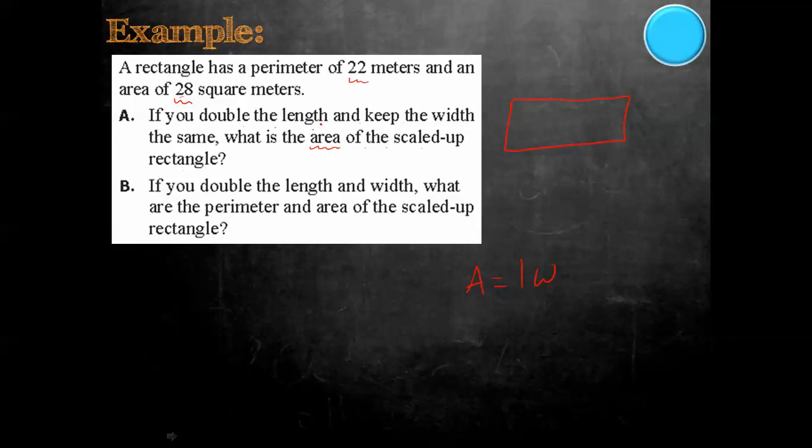If we are going to double the length but keep the width the same, double the length, 2 times L times W. See how this formula is just doubled? It's not squared. So all that we would do here is multiply it by 2. We would not multiply it by 2 squared. So here the area is 28. So we're going to take 28 times 2, which is 56. So this would be 56 square meters.